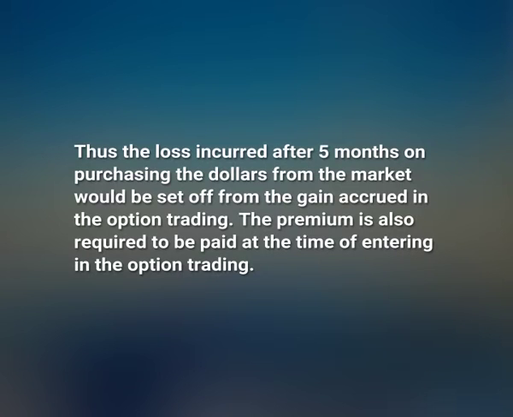Thus, in the above example, since the company has dollars payable, an increase in the exchange rate of dollars would impact the company. So, the company would take a call option, that is, betting on the higher side. Thus, the loss incurred after 5 months on purchasing the dollars from the market would be set off against the gain accrued in the options trading. The premium is also required to be paid at the time of entering into the option trading.